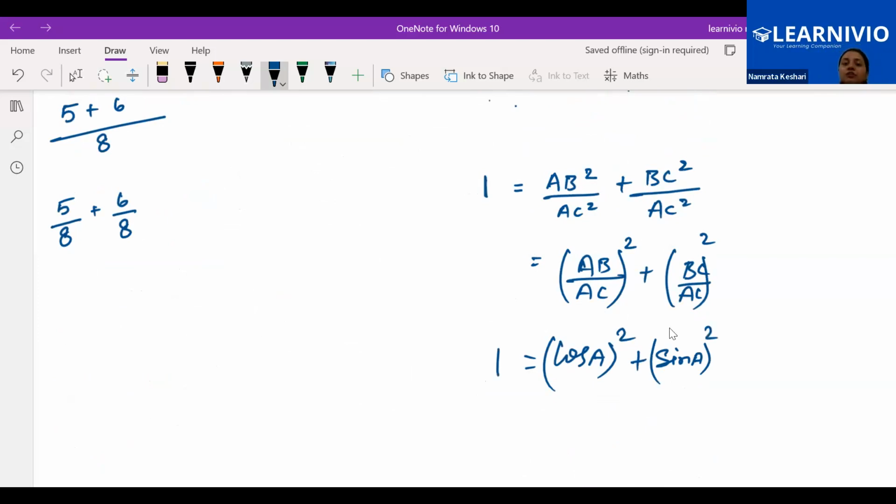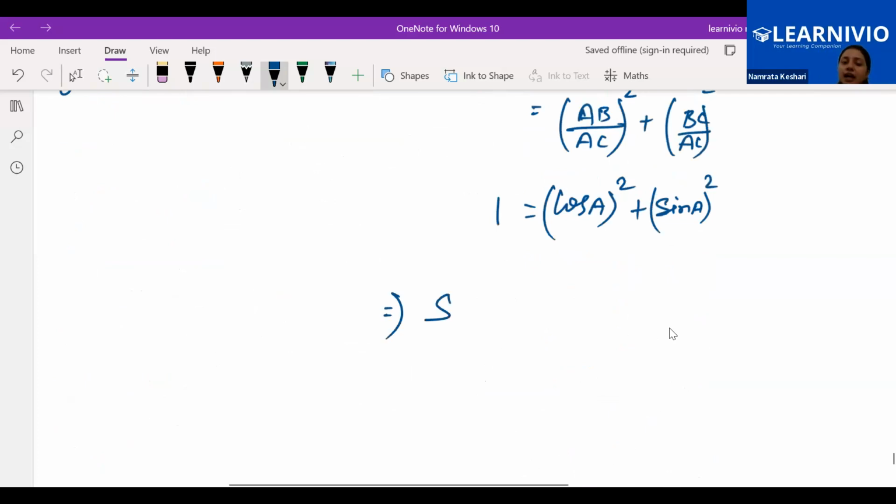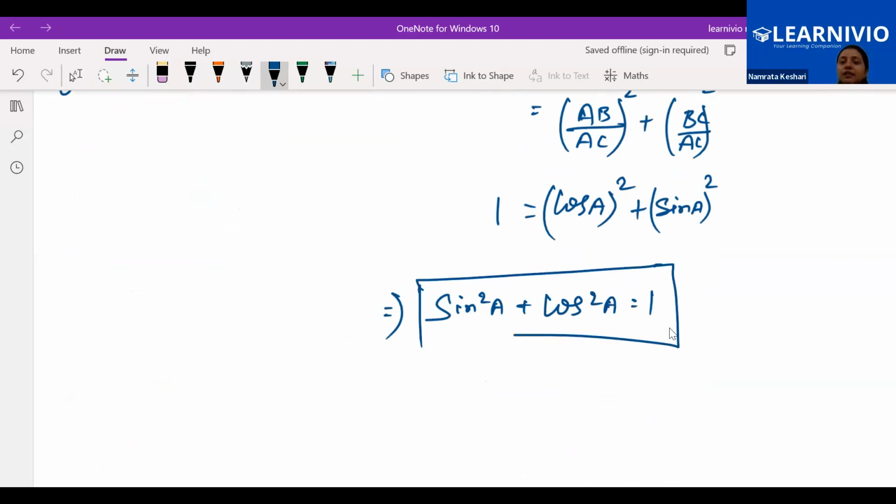Now from here only we are getting sin square A plus cos square A is equals to 1. This is the identity which we are having, which we proved with the help of Pythagoras theorem and the right angle triangle. Multiplying, dividing, that is always acceptable. So this is the formula we are having. This is the identity. From now we will keep it in our mind.